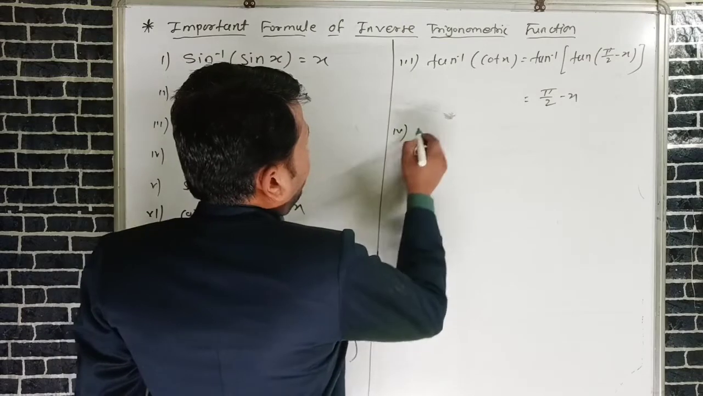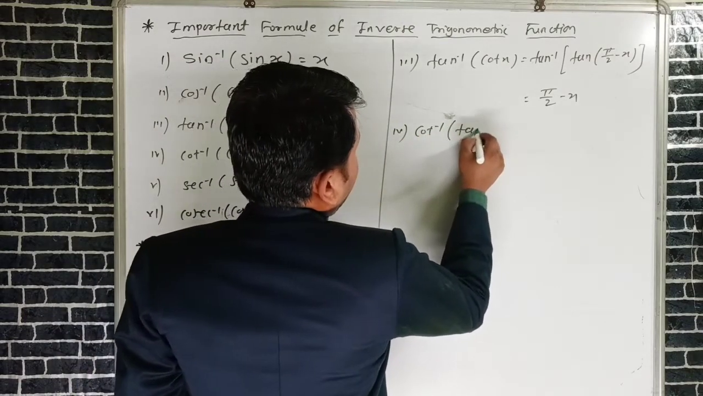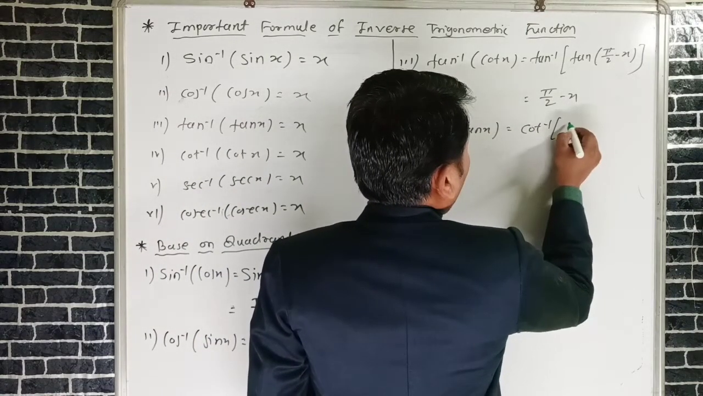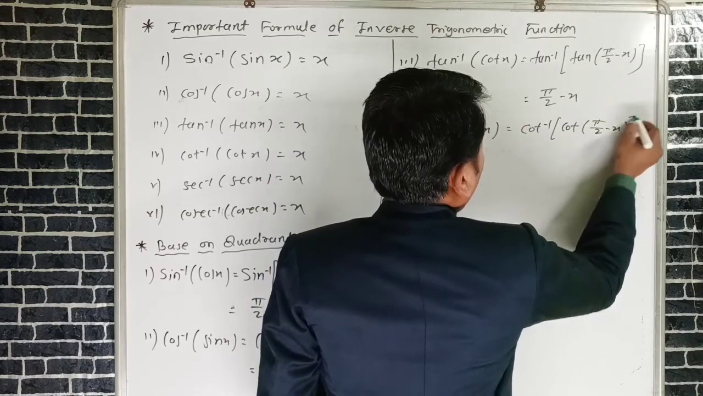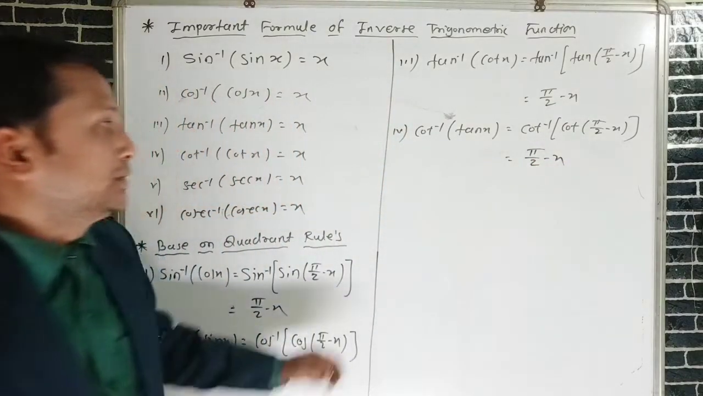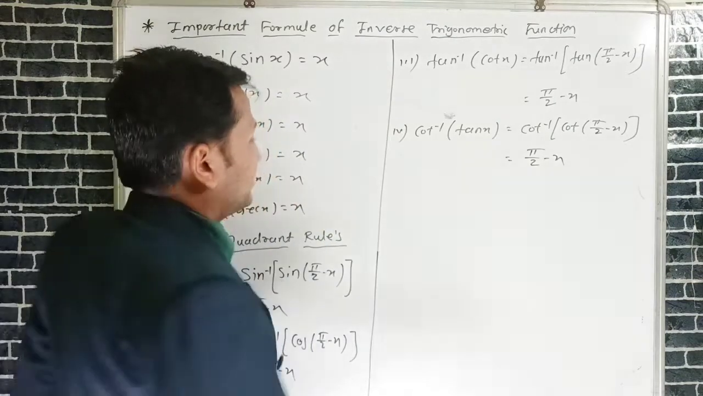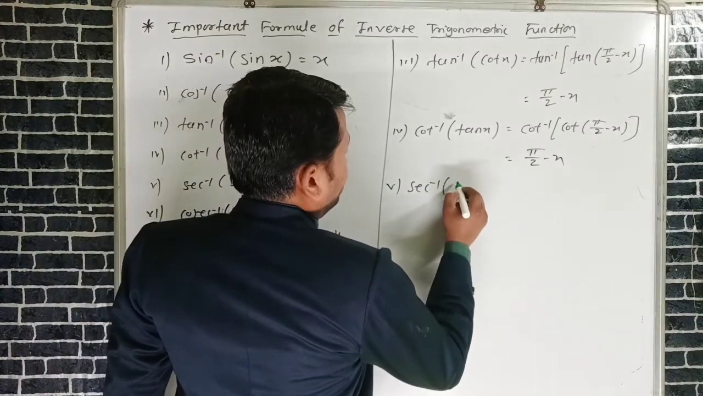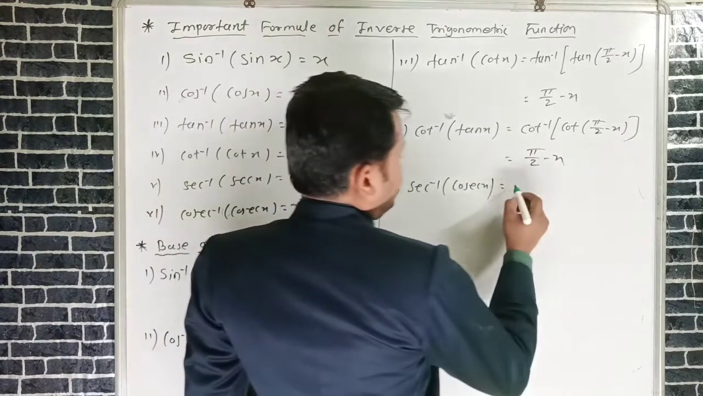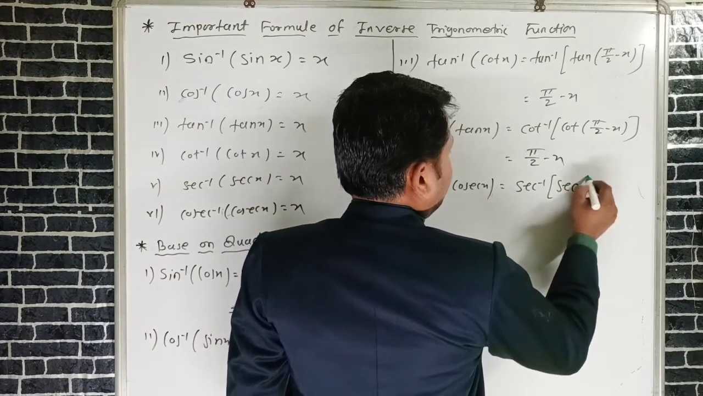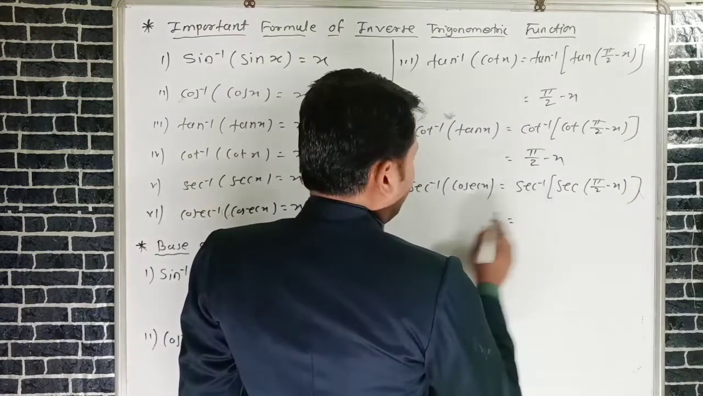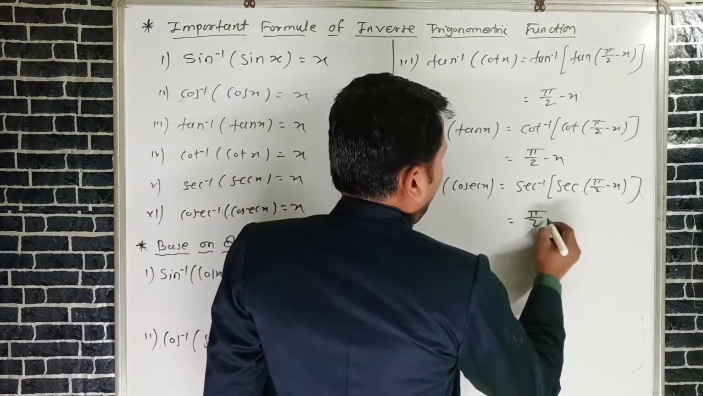Again, cot inverse of tan x. We write tan in the form of cot: cot inverse of cot of pi by 2 minus x. Here cot inverse and cot cancel, hence the value of cot inverse of tan x is pi by 2 minus x. After that, sec inverse of cosec x. We write cosec x in the form of sec: sec inverse of sec of pi by 2 minus x. After sec inverse and sec cancel, the value of sec inverse of cosec x is pi by 2 minus x.